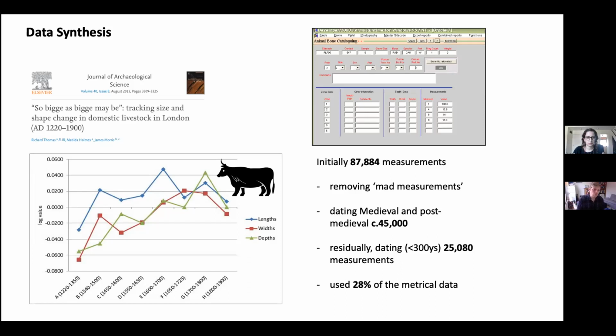And then what we did is we put the chronologies into, as you can see on the graph there, some overlapping time periods. So for example, elements of C overlap with B and overlap with D as well.